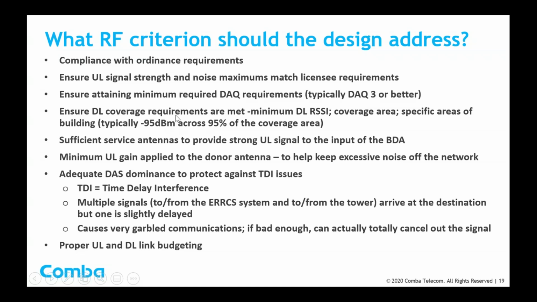The design should ensure that the downlink coverage requirements are met: minimum downlink signal strength, coverage area that's required, specific areas that are required, et cetera. The design should ensure that there's sufficient service antennas to provide strong enough uplink signal to the input of the BDA. Again, this also helps solve the near-far problem. The design should ensure that you have the minimum uplink gain applied to the donor antenna to help keep excessive noise off the network. The design should ensure that there's adequate DAS dominance to protect against TDI issues.